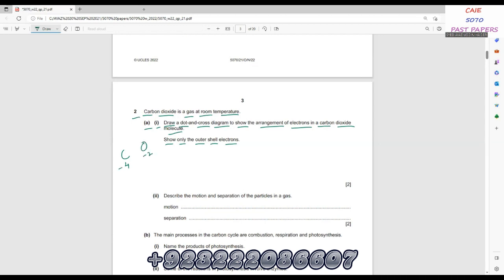So ignore their charges. You will get 4 and 2. Now these numbers will be simplified. Both will be divided by 2. And you will get 2 here, 1 here. These subscripts will be exchanged. And in the end, you will get the formula CO2. Now I'm showing the key on the right hand side.